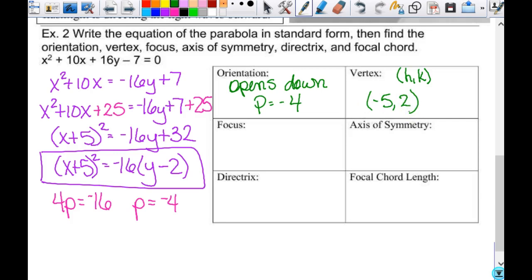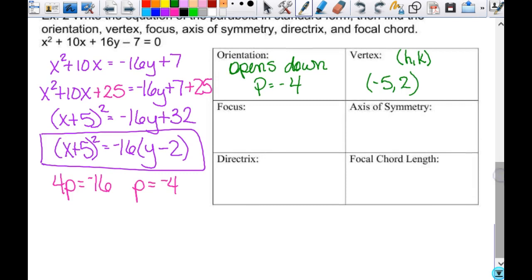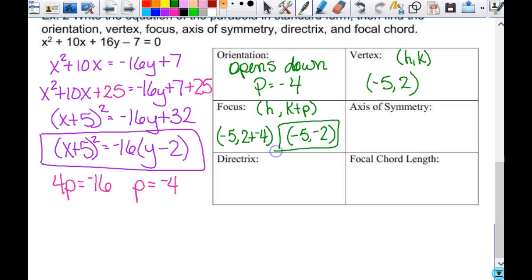Okay. And then focus. So which one stays the same here? Is it x or y? x. So this is h, comma, k plus or minus p. Which one? Plus. k plus p, right? So in this case, it's going to be negative 5, comma, 2 plus a negative 4. So your actual focus is at negative 5, negative 2. And again, I don't necessarily expect you to write all that every single time, but I think at least once in your notes you need to have where it's actually coming from.